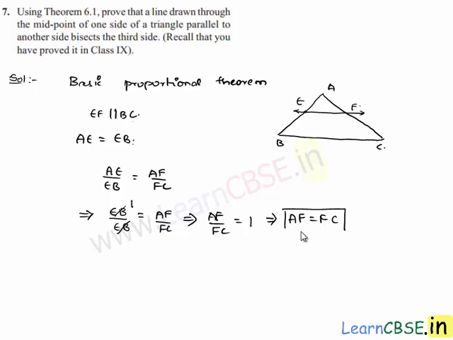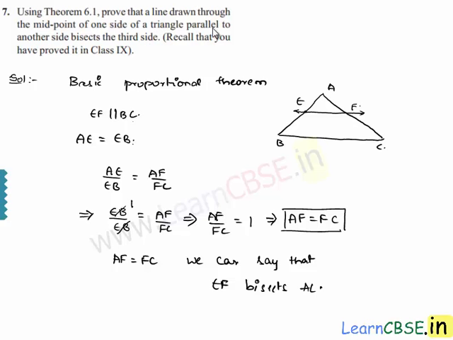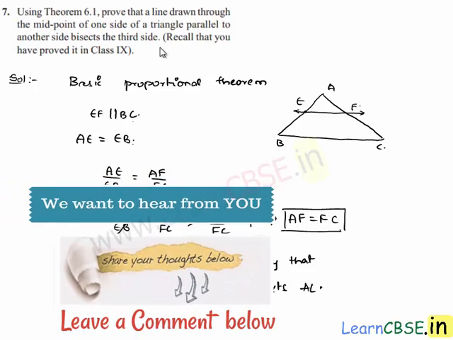As AF is equal to FC, we can say that EF bisects side AC. So a line drawn through the midpoint of one side of triangle parallel to other side bisects the third side is proved.